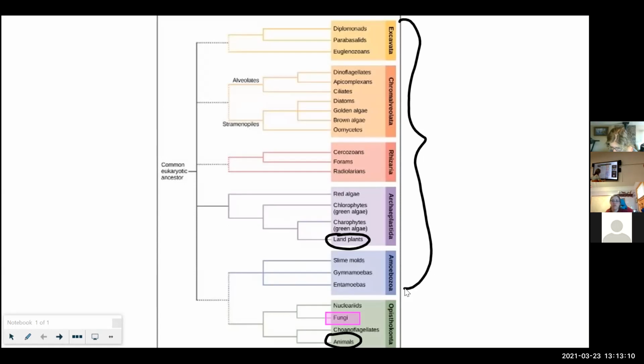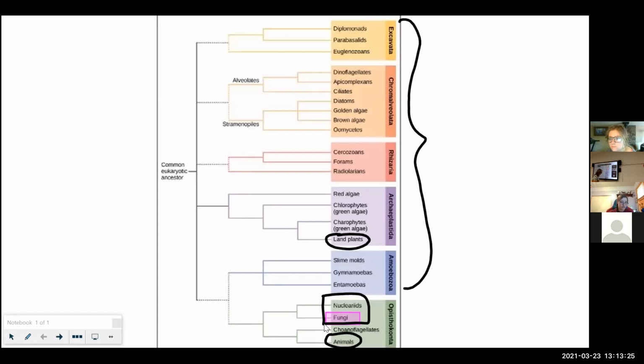including all of the other supergroups we have covered under the protist chapter. So just the closest relatives. So today we'll cover fungi and nucleariids, and then the other groups later.